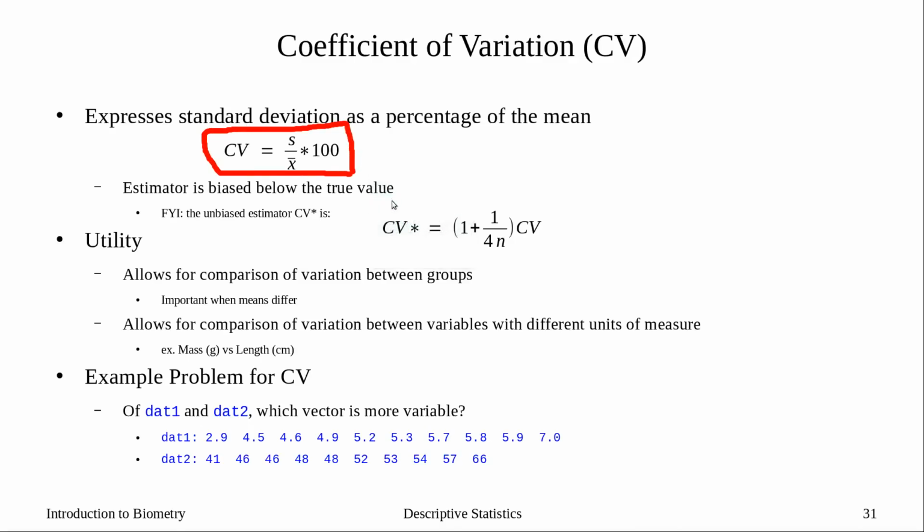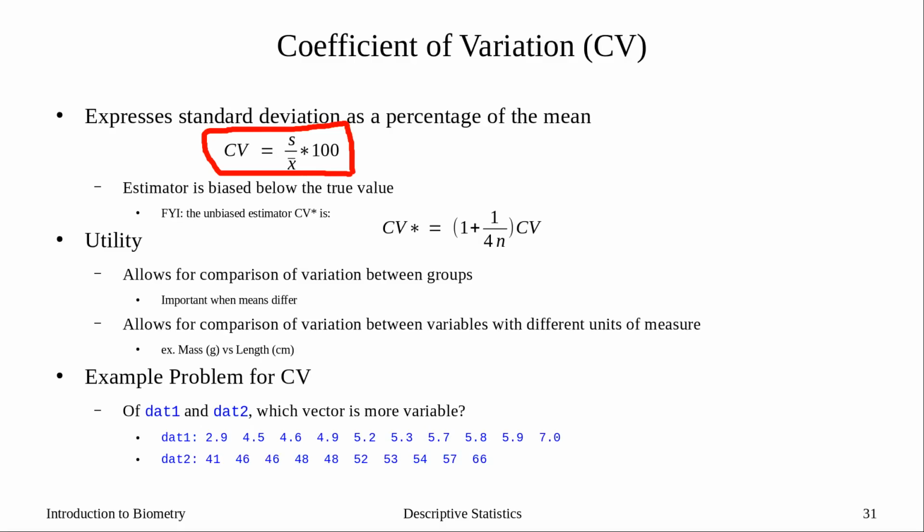Now, why would we do this? If we were interested in variability of two different data sets, then the coefficient of variation is better to use than, say, variance or standard deviation because we scale it against the mean. This is especially important if the means differ. So if we have a mean of 10 versus a mean of 100, yeah, the variances are going to be larger for that mean of 100, but that doesn't necessarily mean that the data are more variable when they have a mean of 100.